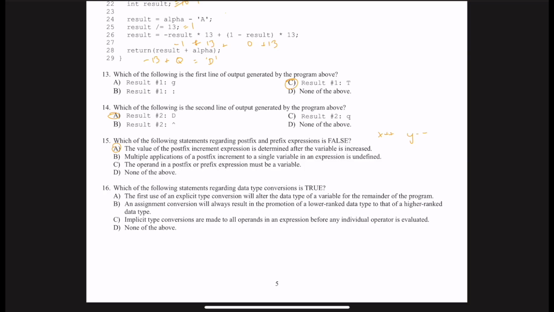So if we say x equals, let's see, y minus minus plus 4, we're going to say, what is the value of y right now, and add 4. Then when we're done, we'll subtract 1 from y. But we only care about what is y right now. Now, B, multiple applications of a postfix increment to a single variable in an expression is undefined. That one's true.